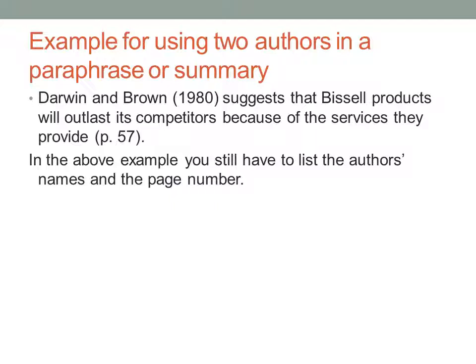Example for using the 2 authors when it's a summary or paraphrase. It's the same type thing. The only difference is you don't see quotation marks because I'm not getting their information word for word. And I put suggest, and then the key word there, that. That's the key word that makes the difference. I say that, and then I tell you what I'm going to tell you, and I put the page number. If there's no page number, what do I put? And I know you know by now. You put the paragraph number. If the paragraph has a section above it, a section title, you put the section title and the paragraph.